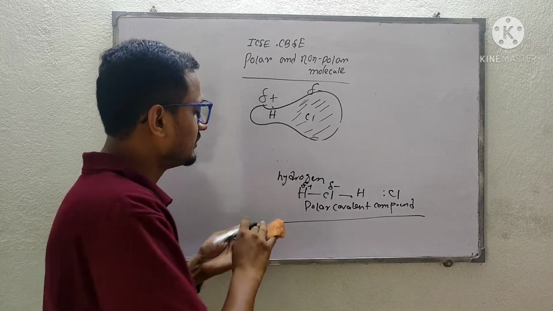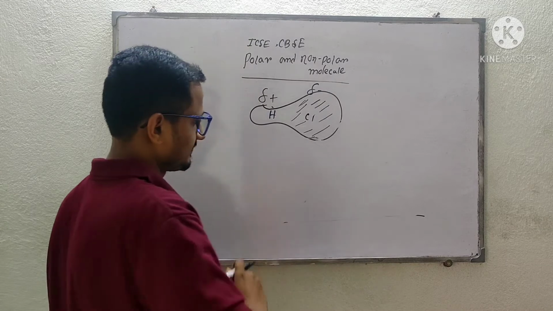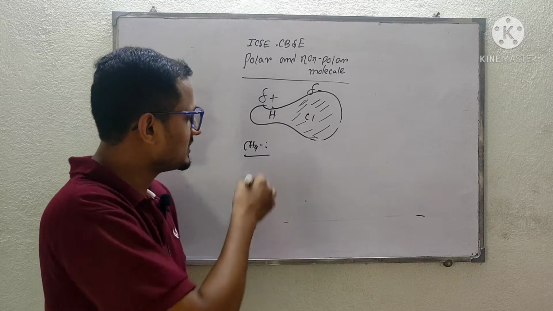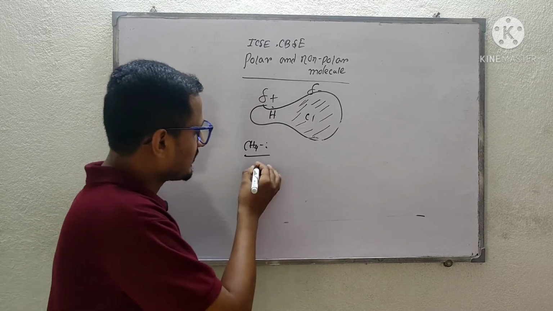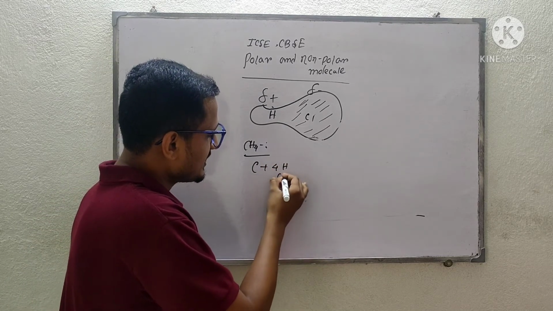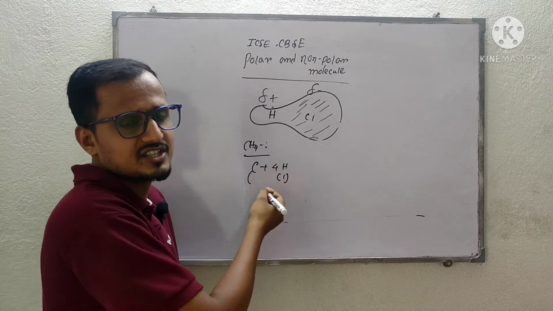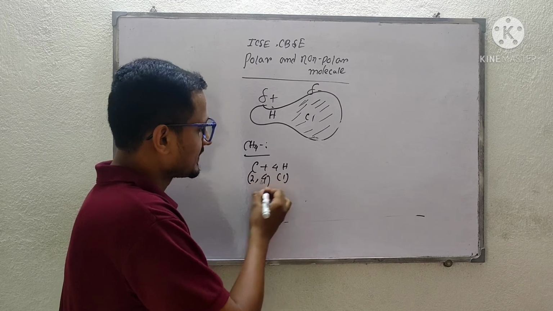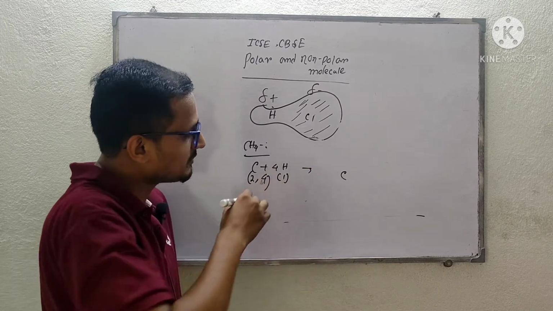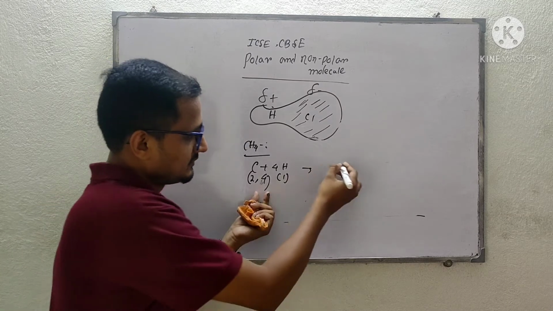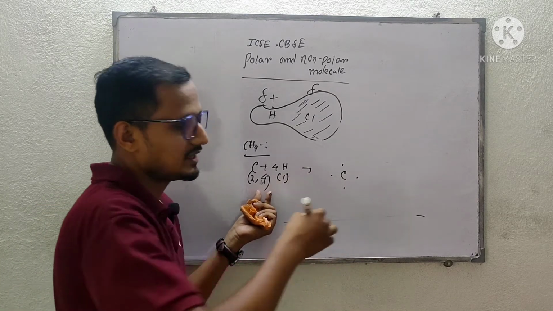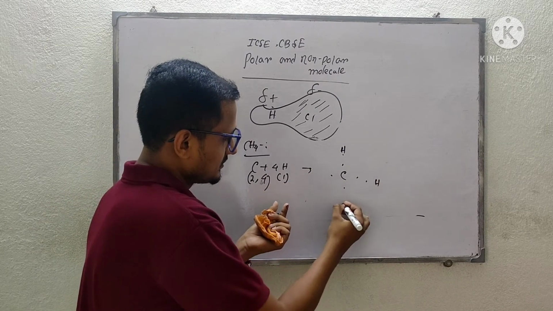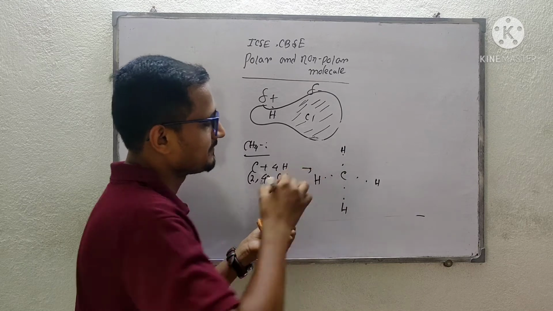Now a non-polar covalent compound, say methane. Methane is a non-polar covalent compound. Now what is the Lewis electron dot structure of methane? Carbon and 4 hydrogens. Each hydrogen has atomic number 1, so its electronic configuration is 1, and for carbon it is 2, 4. So the outermost electrons of carbon are 4: 1, 2, 3, 4. Now each hydrogen has one electron, hydrogen 1 electron, hydrogen 1 electron, hydrogen 1 electron.